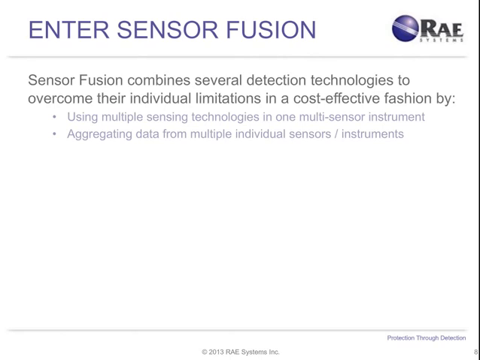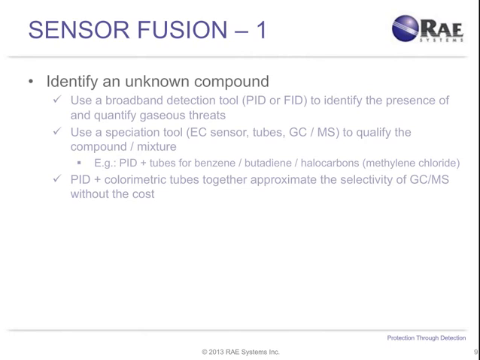Another option is to look at different instruments or different types of instruments for the purpose of doing the sensor fusion, right? And aggregating data from such different distinct instruments to get the benefits of sensor fusion. We're going to look at both options here in the forthcoming slides.